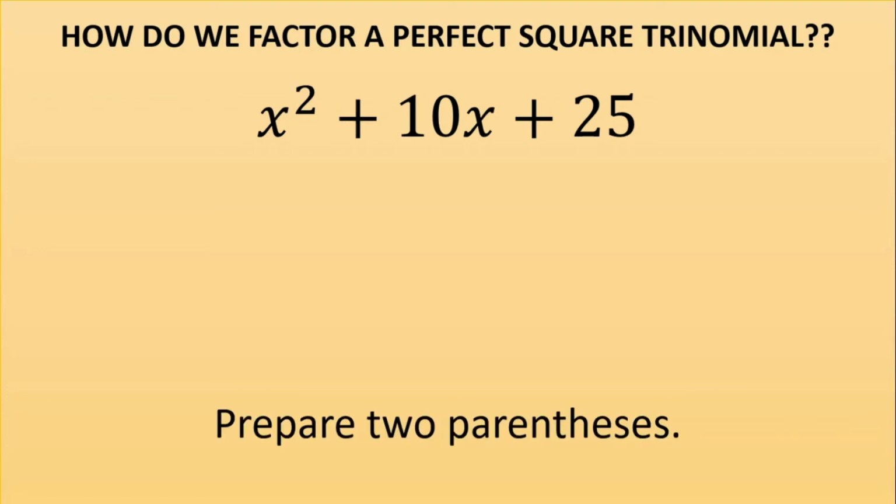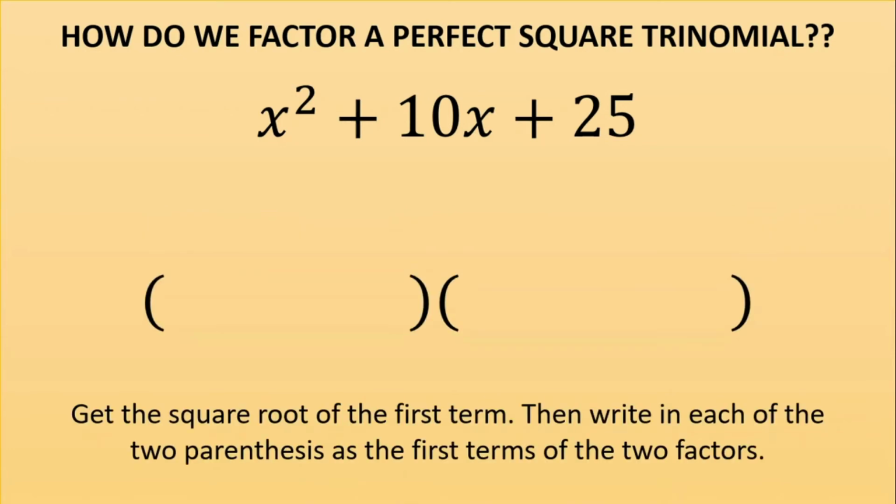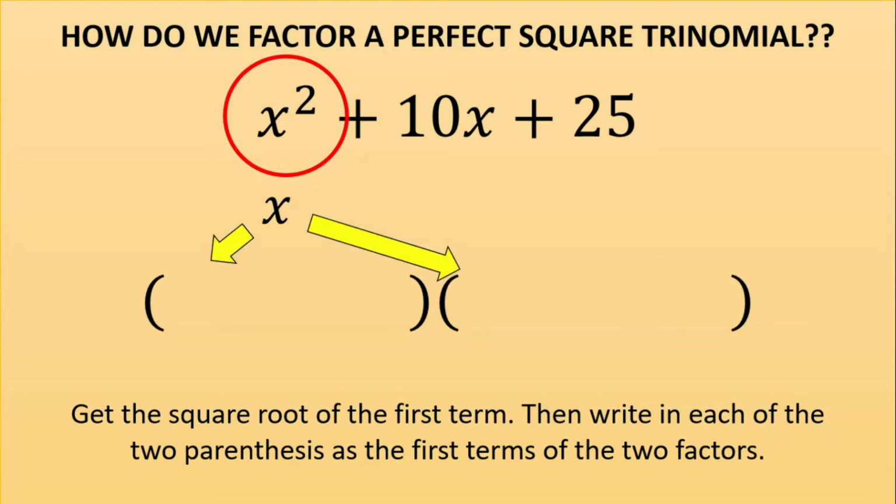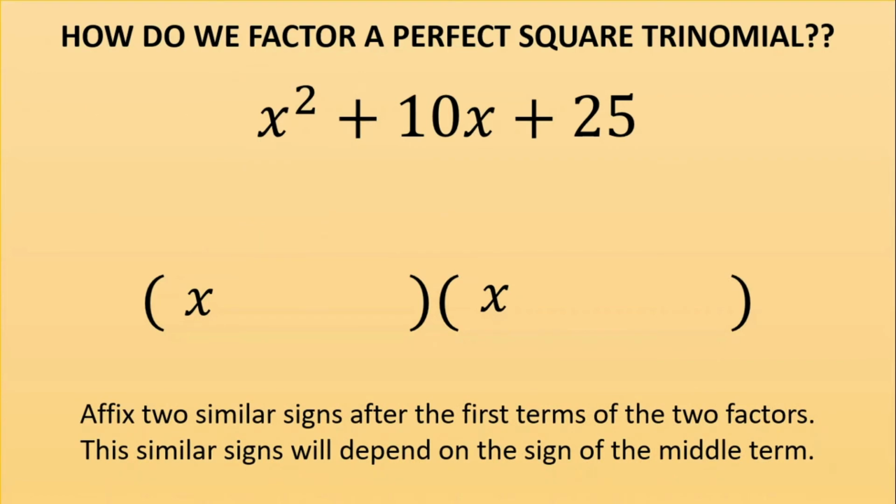The first step is to prepare our 2 parentheses such as this. Next, get the square root of the first term. Then write it in each of the 2 parentheses as the first terms of the 2 factors. The first term is x squared, its square root is x, and we shall write x in each of the 2 parentheses. After that, affix 2 similar signs after the first terms of the 2 factors. These similar signs will depend on the sign of the middle term.